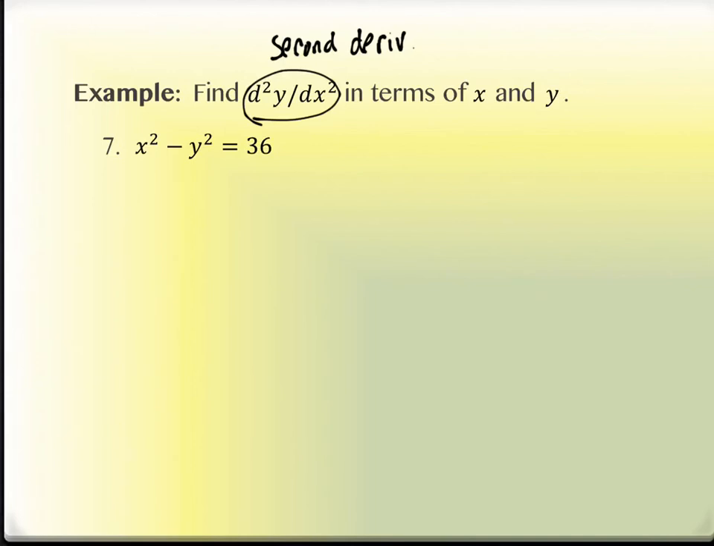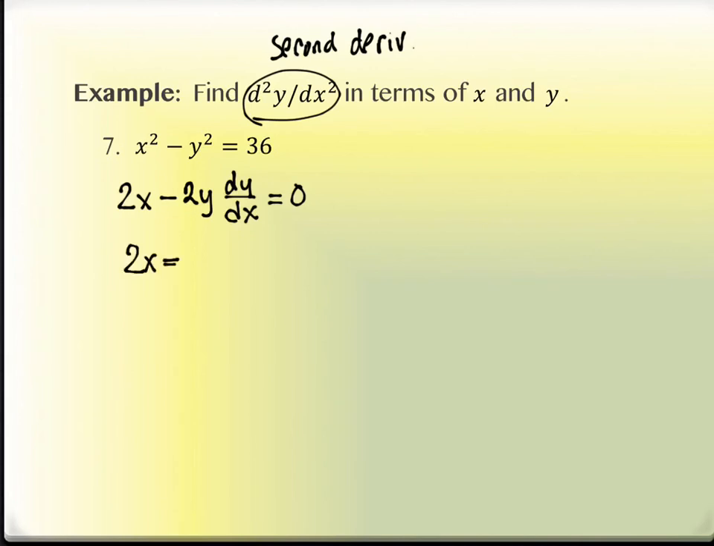Okay? So let's take a look. This is a very simple example because the process gets bogged down a little bit. You'll see. What's the derivative of x squared? What's the derivative of -2y? Sorry, -2y dy dx. And the derivative of 36? 0. I need to solve for dy dx before I move on.